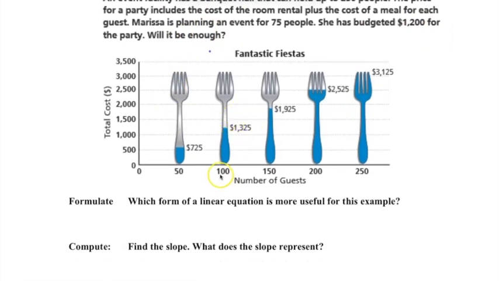We have a table here. You always want to know what the X and Y axis are. So X is the number of guests. We have 50 guests, it costs $725. 100 guests, it costs $1,325, and so on.